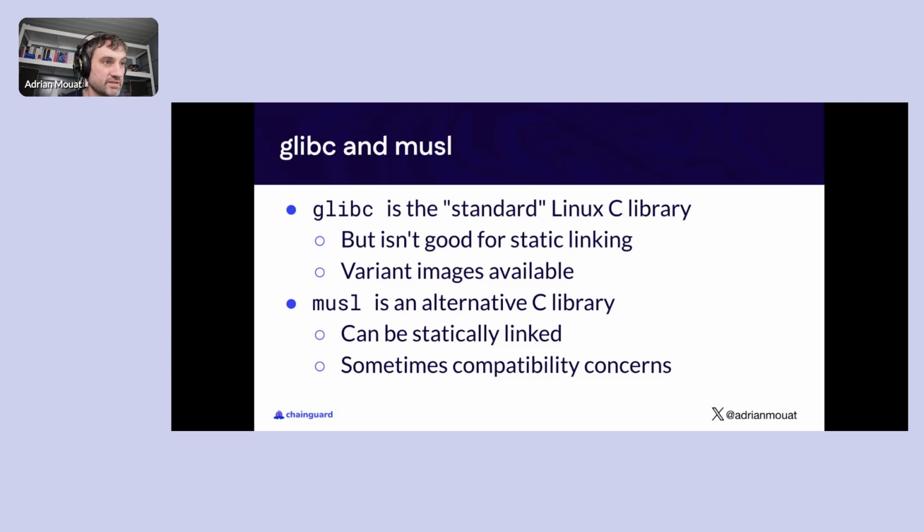musl is an alternative C library and is quite often used when creating static binaries in things like C and Rust. So it's easy to create a static binary when using musl. Sometimes there are compatibility and performance concerns with musl. You can find all the issues and debates online. There are arguments on both sides.